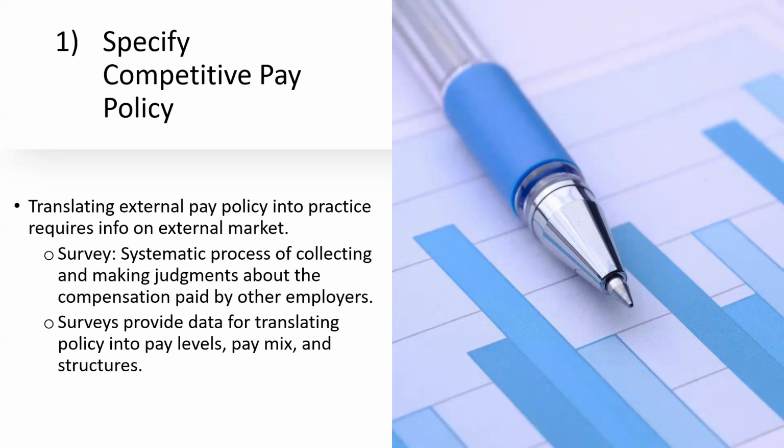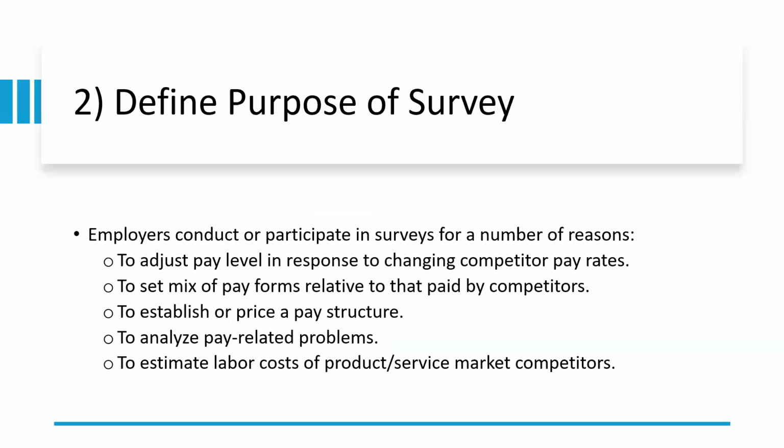And so we do surveys, which are a systematic process of collecting and making judgments about the compensation paid by other employers. And we'll get into more details about surveys in a later video. But these surveys help us provide data on what your competitors are paying for base pay, for example, for similar or even the exact same jobs that you have in your organization. It helps you figure out their pay mix and also what their structures look like in terms of the hierarchy for jobs, particularly in terms of pay.